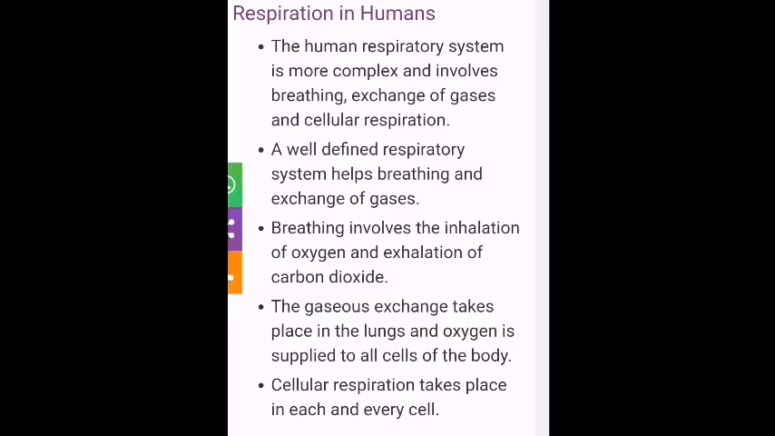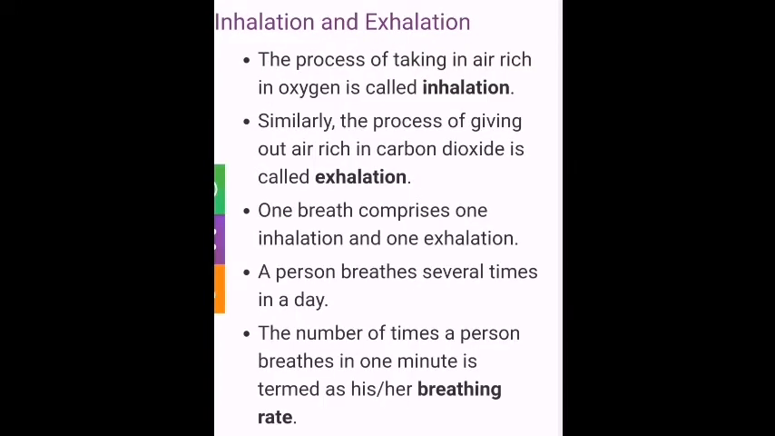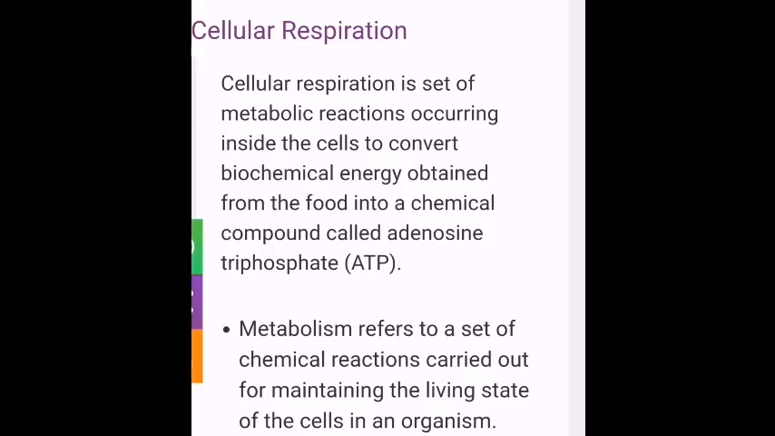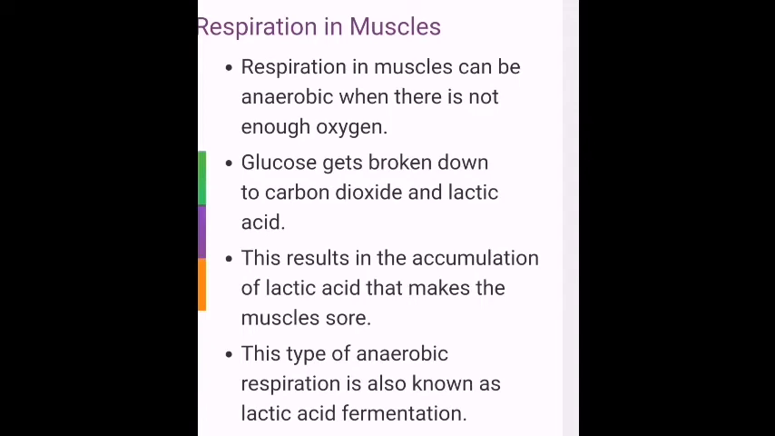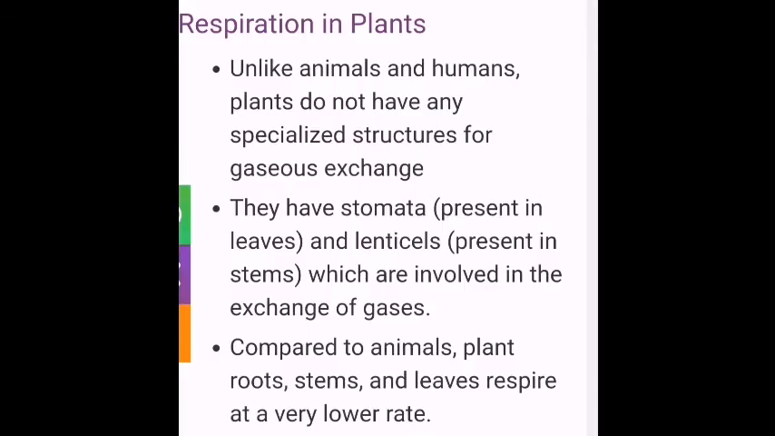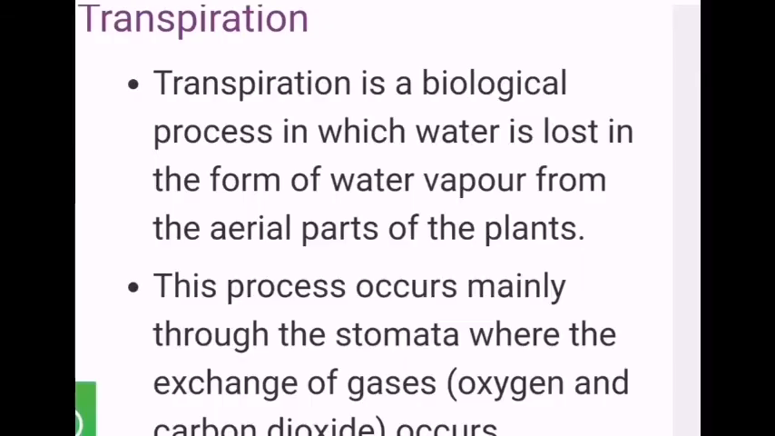Now the respiration in humans. Humans have a respiratory system whose main respiratory organ is the lungs. With the help of the lungs, the exchange of gases takes place and breathing takes place. The process of breathing includes inhalation and exhalation. And the respiration in muscle cells. Now the respiration in plants. How do plants respire?